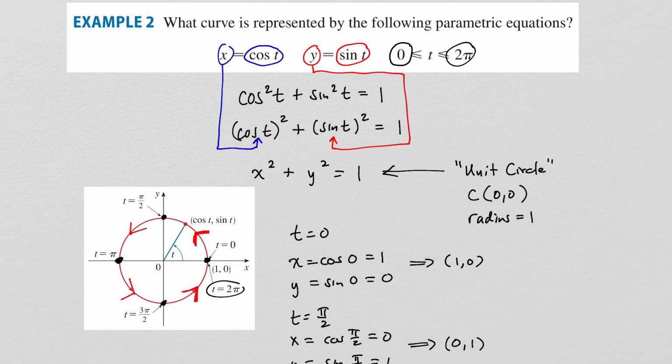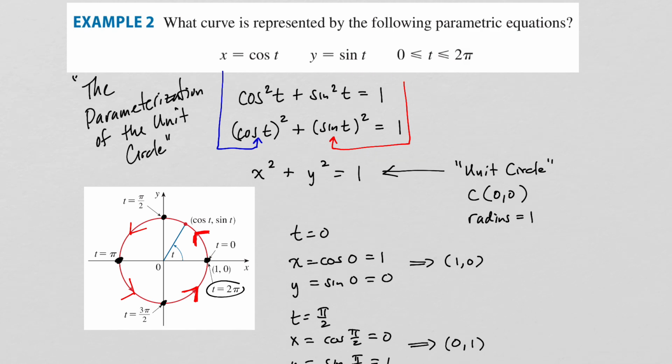So the parametric equations that you see here are often called the parameterization of the unit circle. And this is important because the unit circle is important, and anything that is important in mathematics is important to understand how to parameterize that thing.